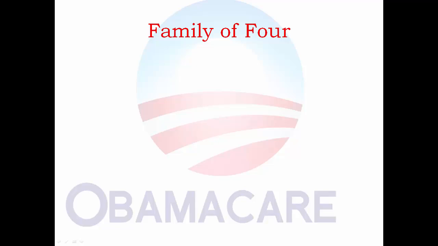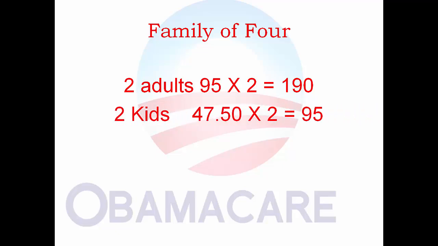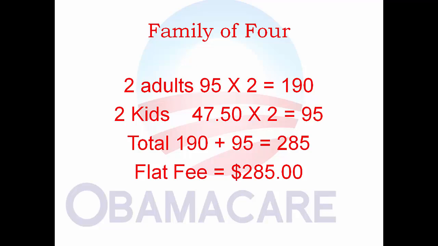Well, a family of 4, let's just say it's mom and dad, 2 adults at $95 apiece, times 2, that's $190, and we've got 2 kids at $47.50 times 2, that's $95. Well, the total here would be $285, or the flat fee would be $285. So our flat fee for a family of 4 in this example would be $285.